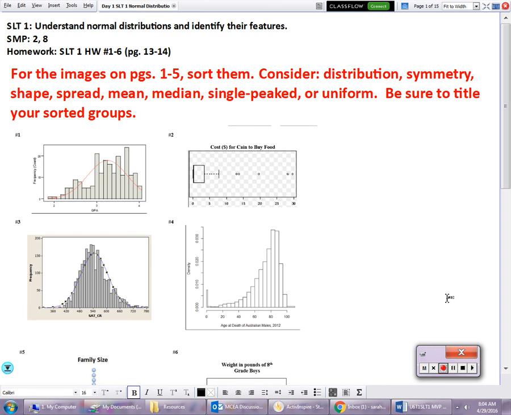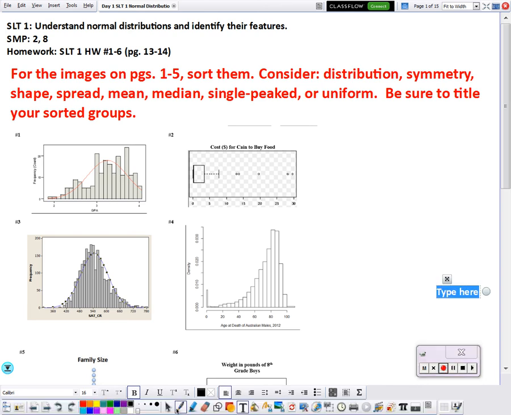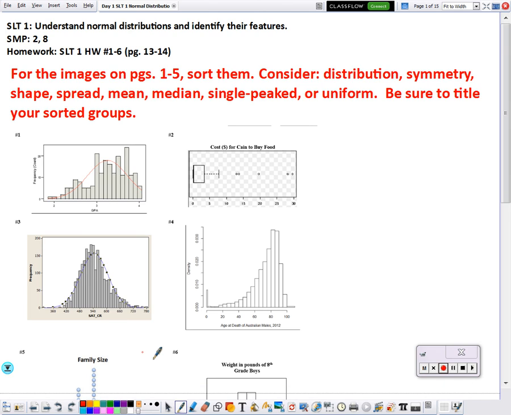What I'd like you to do is to please pause the video and sort the images. Create some sets. Consider what their distributions look like, if the images are symmetrical, how spread out they are, their mean, do they have one peak, are they uniform, and title your groups.